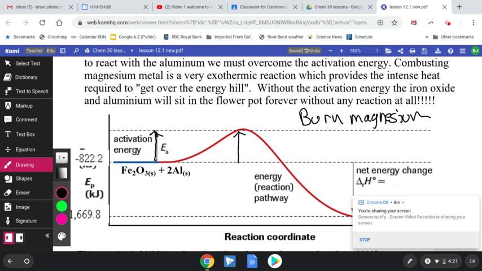Both of those are hot exothermic reactions that add this energy to get the rust and the aluminum to slam together with enough speed, correct orientation to break bonds, make bonds, and then fall down the energy hill. And important to note on this exothermic reaction that the energy that we added, we got back, plus this additional negative 850 kilojoules, making it exothermic.